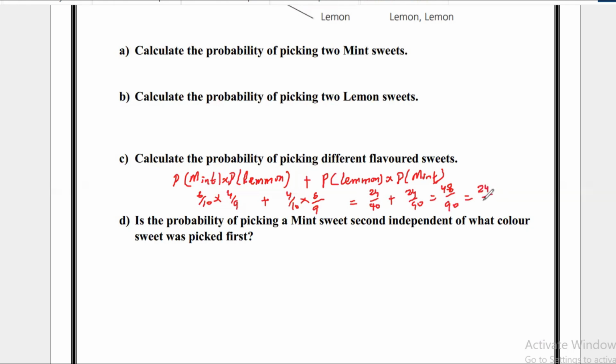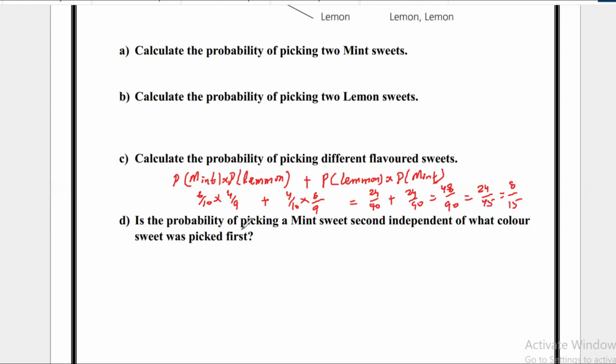So 24 over 45. Still both are divisible by the same number, like 45 is divisible by 5, 9 and 3 as well. So you can say that 3 eights are 24 and 3 fifteens are 45. So most probably this is your answer: 8 over 15.